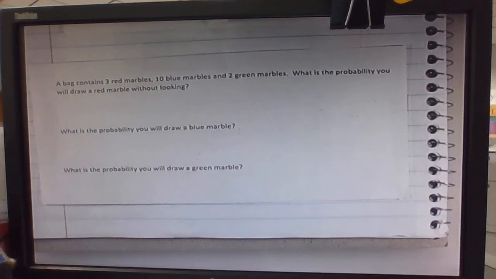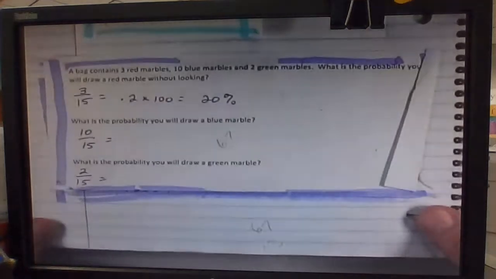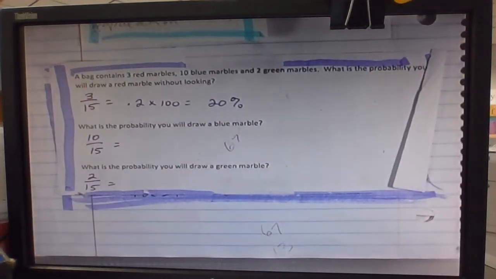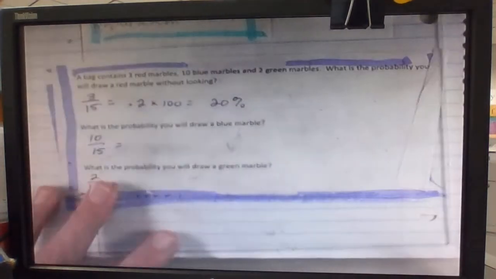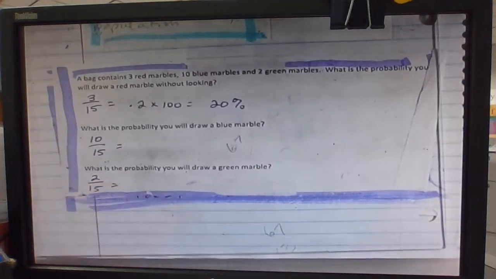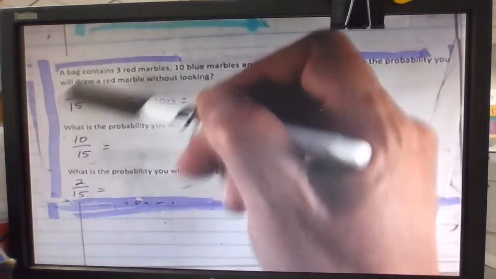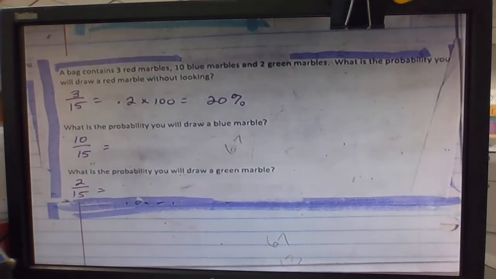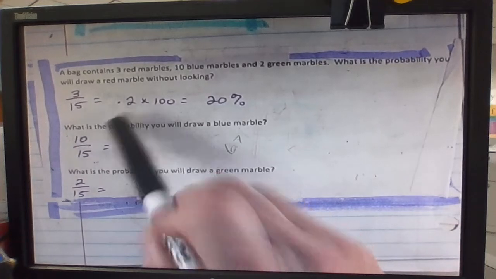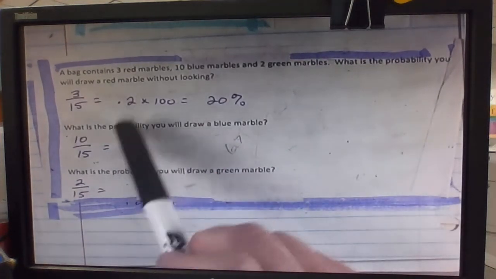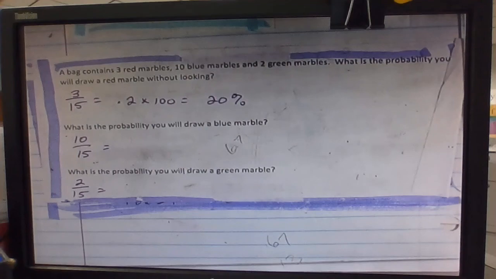Okay, so let's make sure we update our really good resource. So the first one, number of desired. There are 3 red marbles that I could possibly pull out. So that's how many desired outcomes, divided by the total number of outcomes, which is 15. 3 divided by 15. Always top number divided by bottom number. That equals 0.2. Actually 0.20, I think, but that's okay. Times 100 gives me 20%.